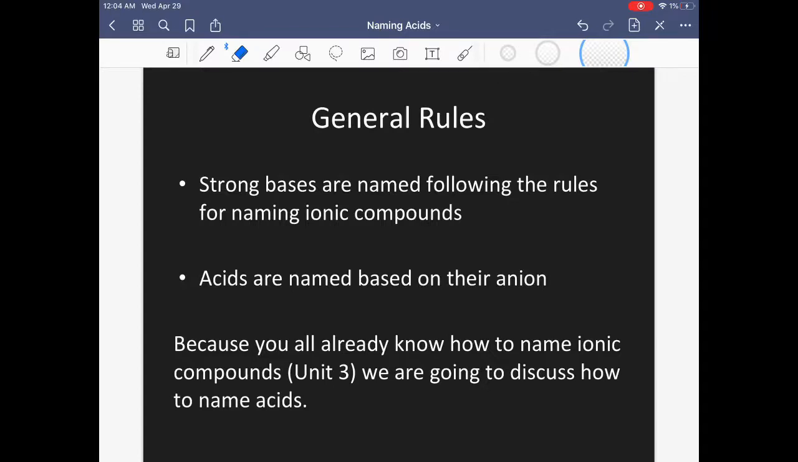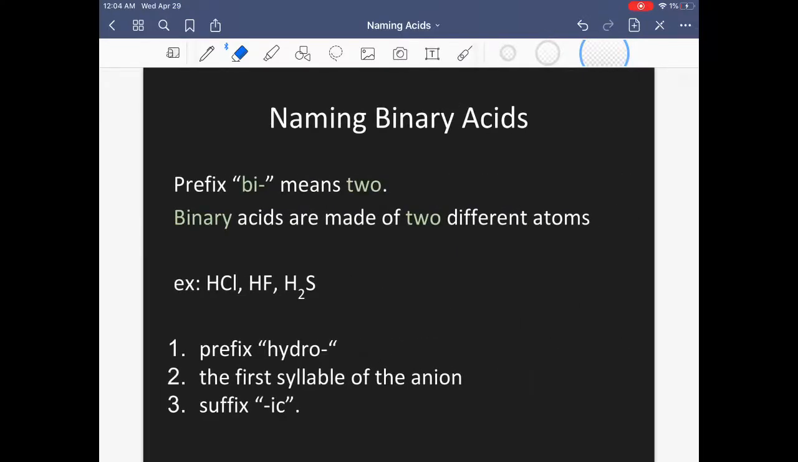Because you all already know how to name ionic compounds, which we learned in Unit 3, and we've been doing every unit since Unit 3, today we're going to discuss how to name acids. So, first, we're taking a look at just the most simple form, binary acids. We know the prefix bi, right here where it says binary, bi means two. So binary acids have two different atoms.